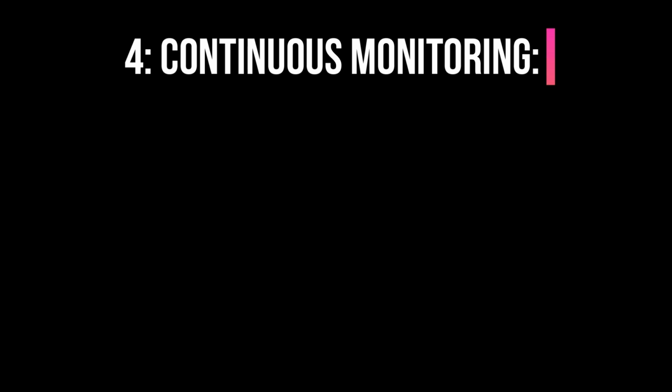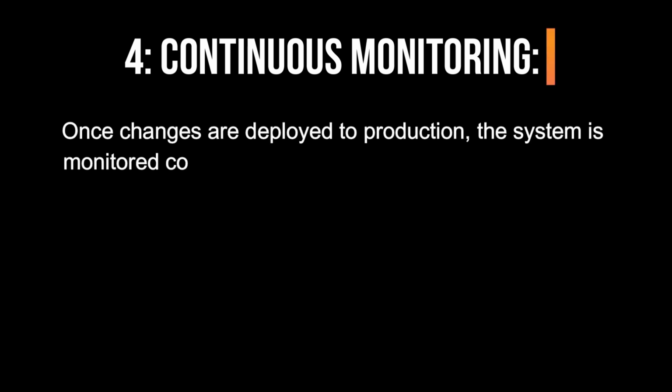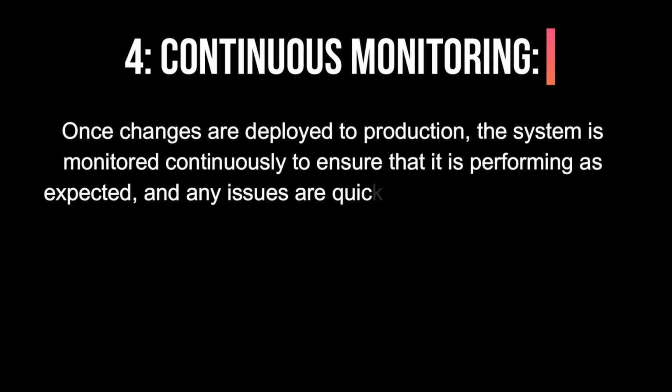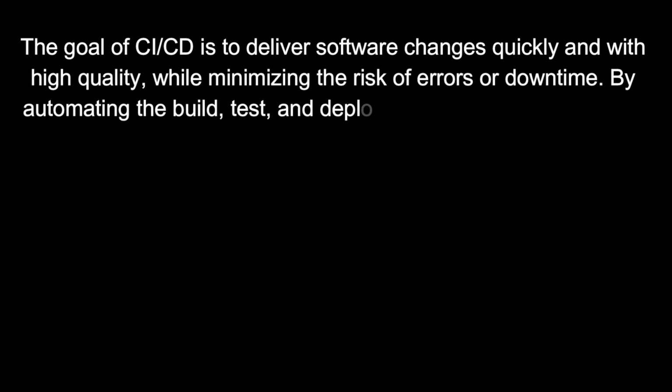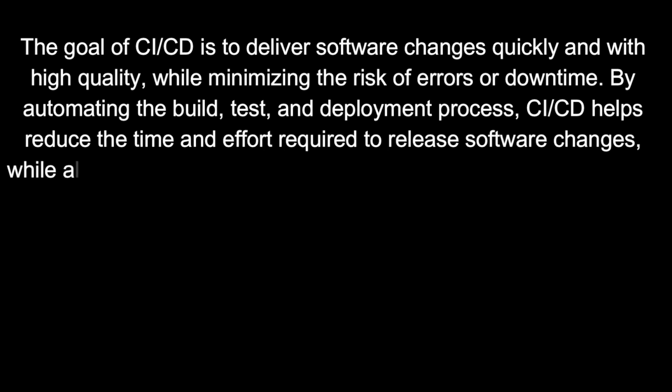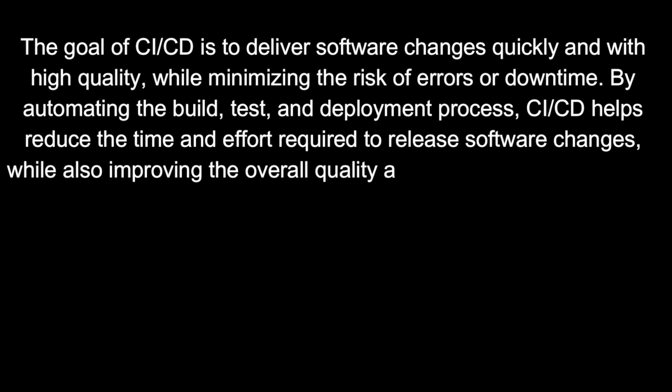4. Continuous monitoring. Once changes are deployed to production, the system is monitored continuously to ensure that it is performing as expected, and any issues are quickly identified and resolved. The goal of CI/CD is to deliver software changes quickly and with high quality, while minimizing the risk of errors or downtime. By automating the build, test, and deployment process, CI/CD helps reduce the time and effort required to release software changes, while also improving the overall quality and reliability of the software.